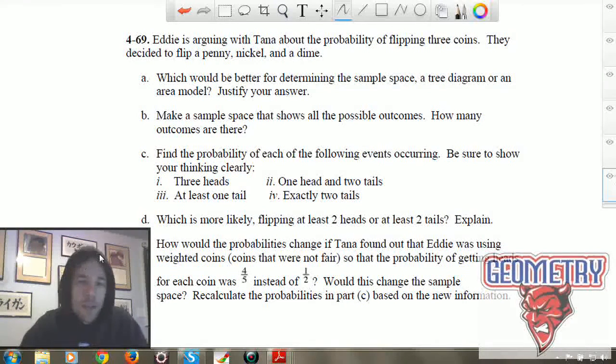Eddie is arguing with Tana about the probability of flipping 3 coins. They decide to flip a penny, nickel, and a dime. Which should be better for determining the sample space, a tree diagram or an area model?